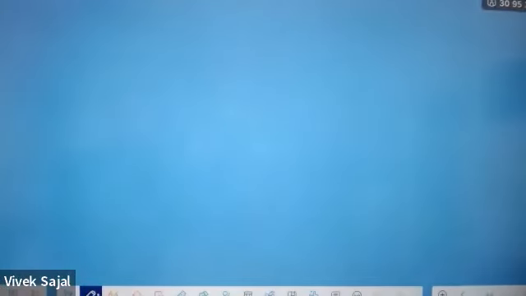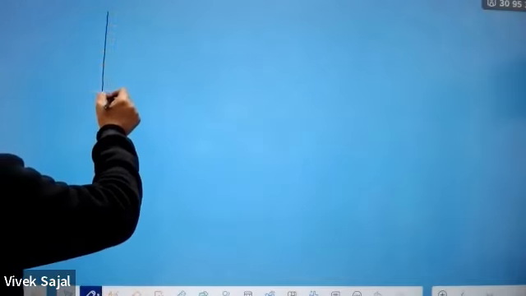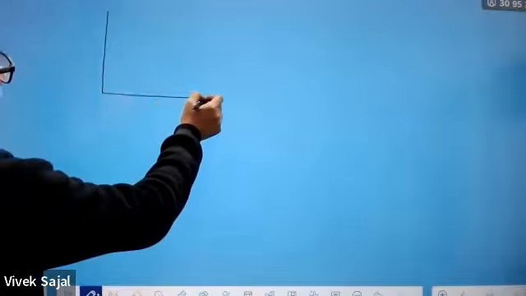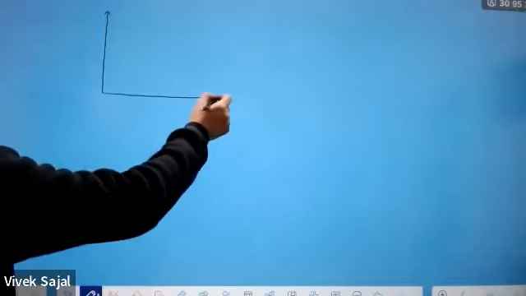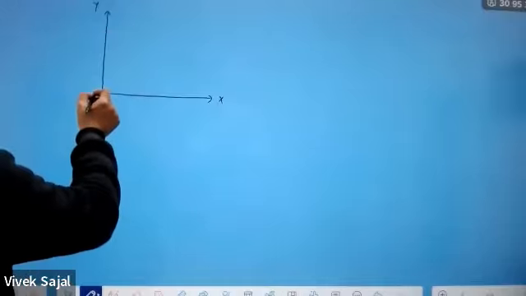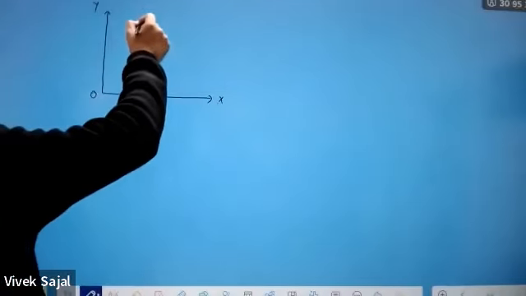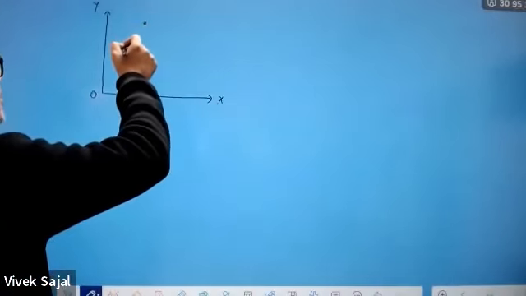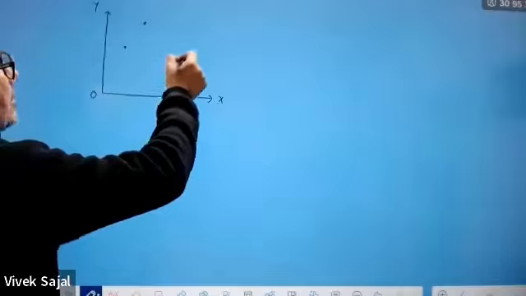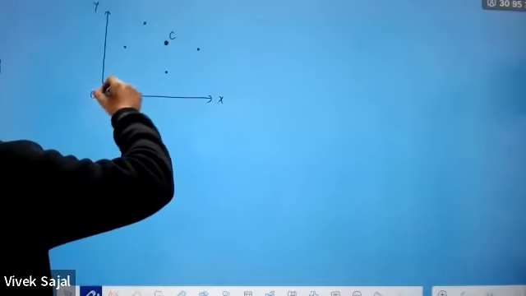Now, next. Suppose you are having a system of particles. This is the XYZ axis system. I'm not drawing the Z axis here. And many particles are there like this. The system is made up of many particles. And here you are having the center of mass. This is the center of mass.